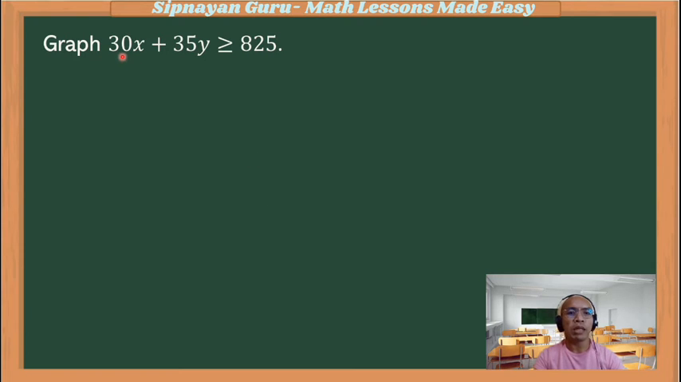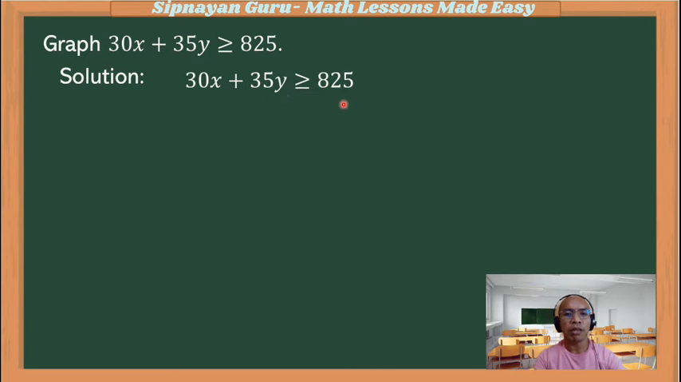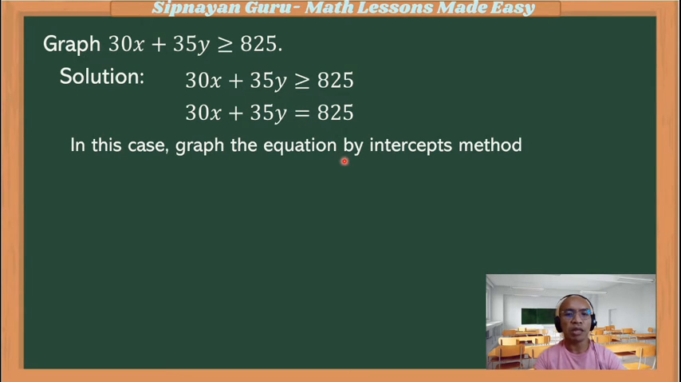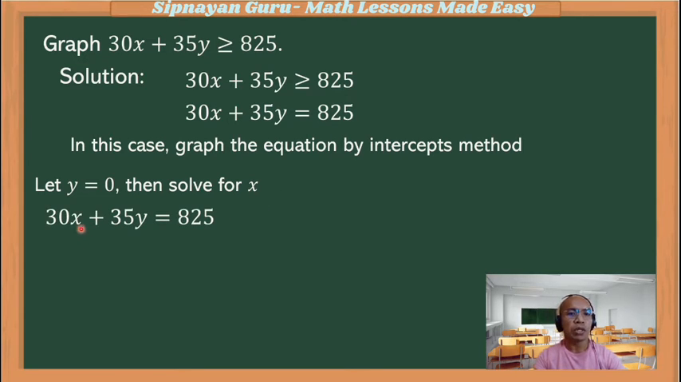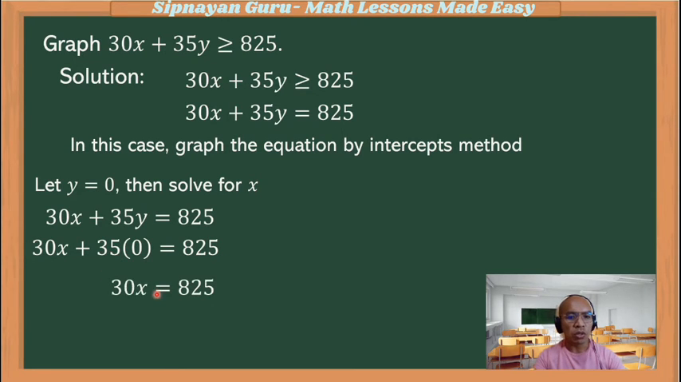Now let's graph the inequality 30x + 35y ≥ 825 so that we will know how Ben can possibly arrange his schedule. Change this one into an equation. We will graph this equation using the intercept method. We will now let y equal to 0 and solve for the x-intercept. So 30x + 35y = 825. Then 30x + 35 times 0 is equal to 825. So 30x is equal to 825. Divide both sides by 30 to solve for x. So this is 27.5, the x-intercept.